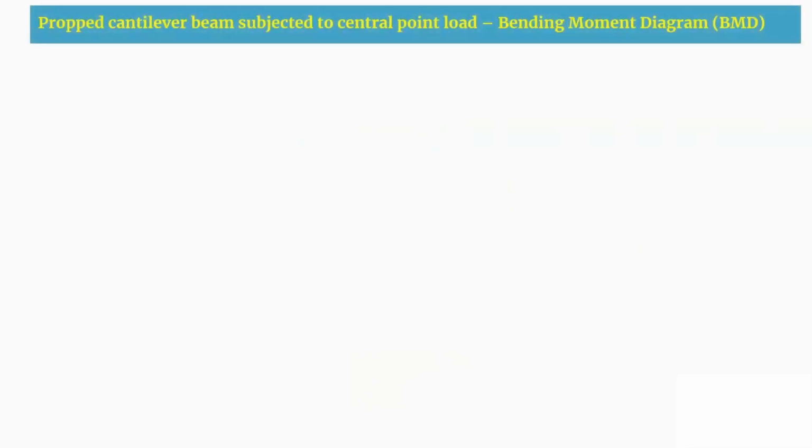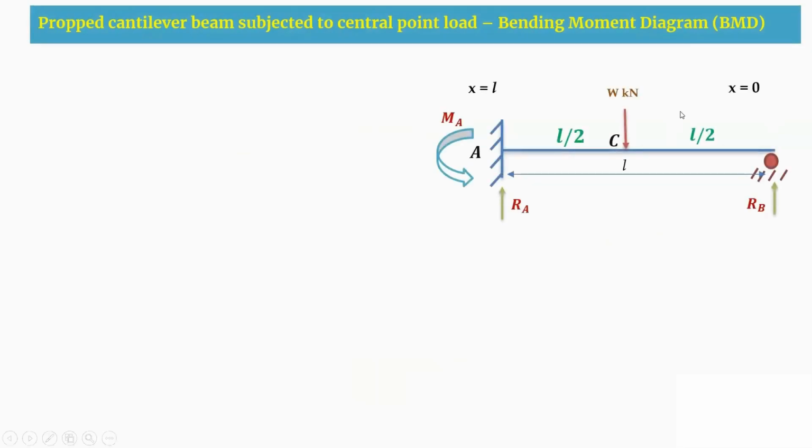Now coming to the next segment, that is the bending moment diagram. Same as before, we consider the beam with supports A and B, where X is equal to 0 and X is equal to L.